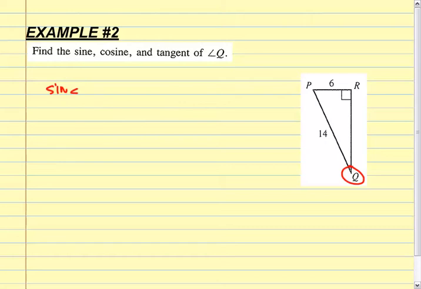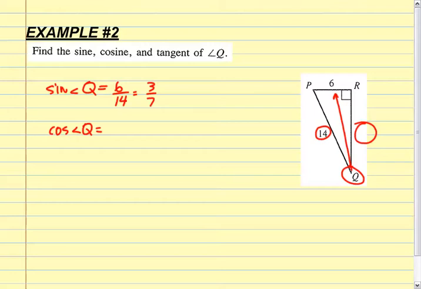Sine of angle Q is equal to opposite over hypotenuse, right? 6 over 14. And we can reduce that to 3 over 7, right? Cosine of angle Q is equal to adjacent. Whoa, I'm missing the adjacent. All right, well, we've got to find it.